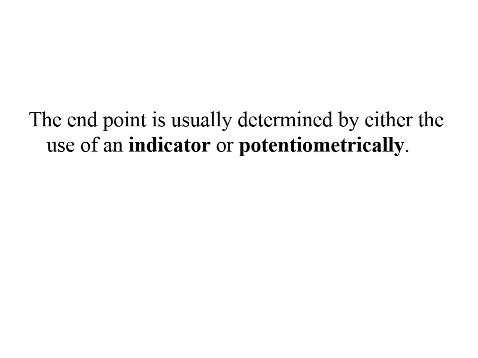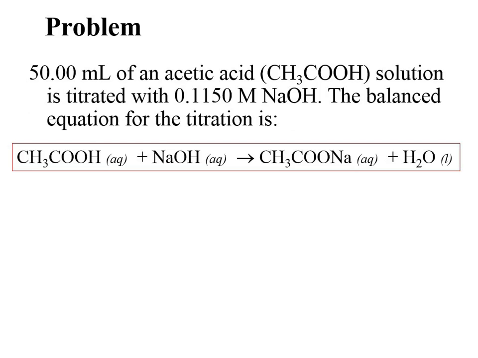So how do we know that you've added the right amount of titrant to entirely use up your analyte? Like I said, one is a visual indicator, and the other is potentiometric: you look at the conductivity of the solution to know when you've used up all your analyte. So let's do one.